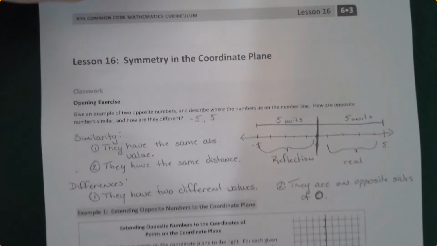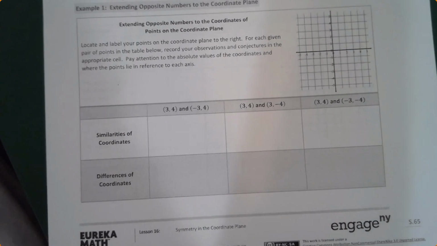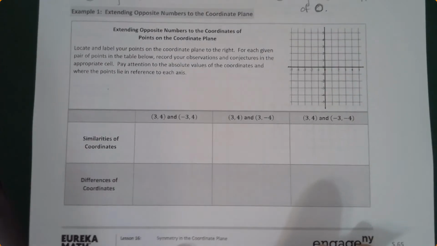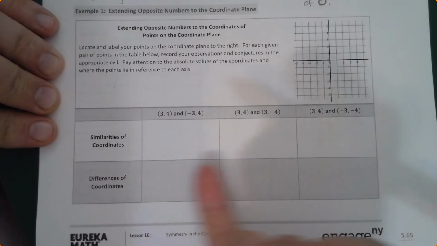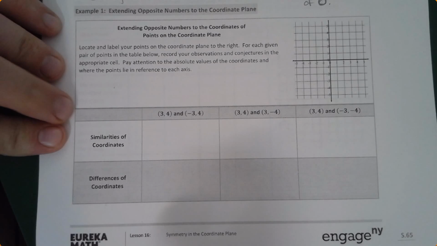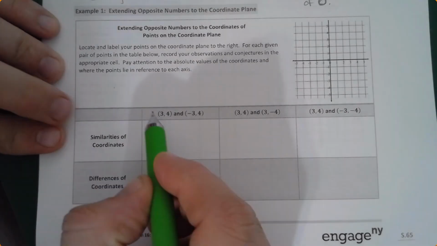So, example number 1. Extending opposite numbers to the coordinate plane. Excuse me. So locate and label your points on the coordinate plane to the right. For each given pair of points in the table below, record your observations and conjectures in the appropriate cell. Pay attention to the absolute values of the coordinates and where the points lie in reference to each axis. So, we're looking at basically a set of points here. So we're going to start off with the first, (3, 4) and (-3, 4).